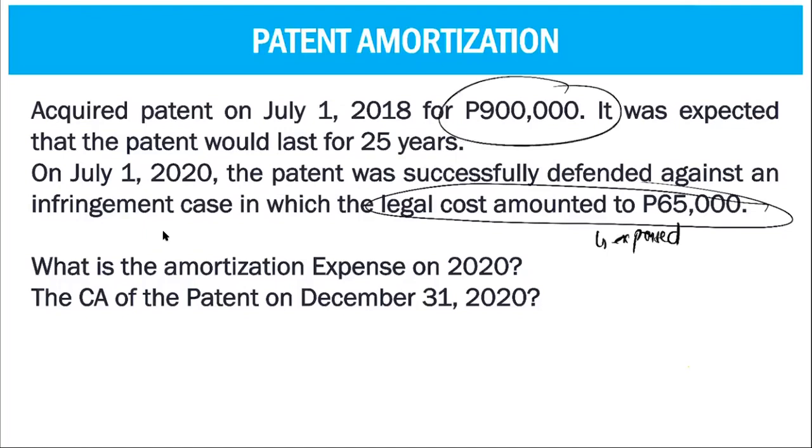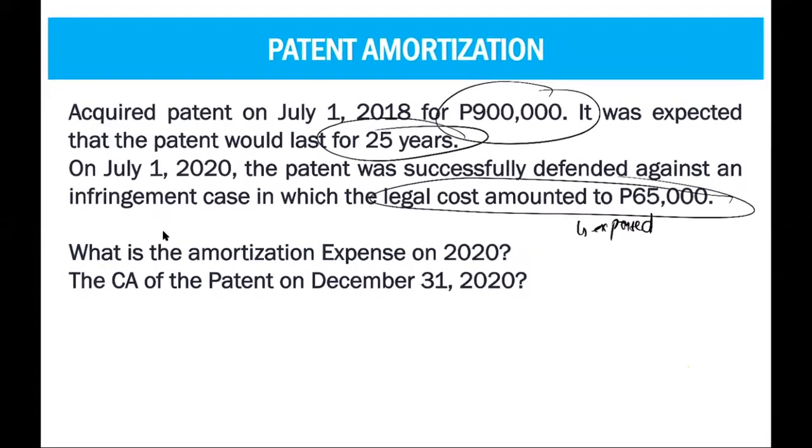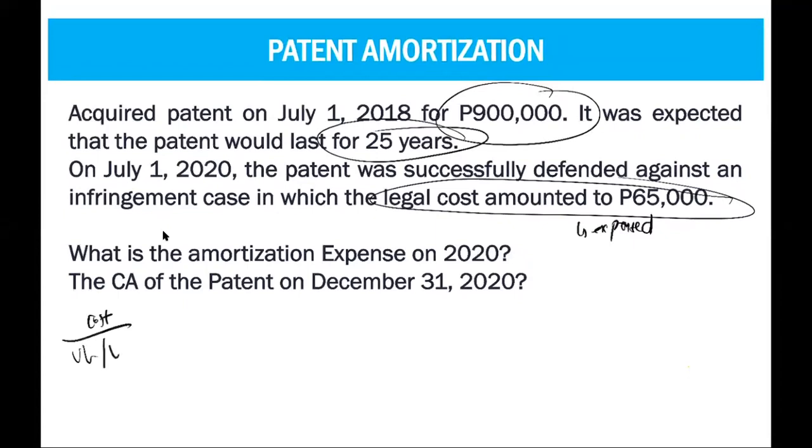So we have here 900,000. The useful life is 25 years. If we amortize a patent, how do we amortize again? Cost divided by useful life or legal life, whichever is shorter. So our cost is 900,000. What is the legal life? The legal life is 20 years. The useful life is 25 years. So what is the lower number of years? 20 years. So what is your annual amortization? Annual amortization is equal to 900,000 divided by 20. So we have here 45,000. So this is your amortization expense on 2020.